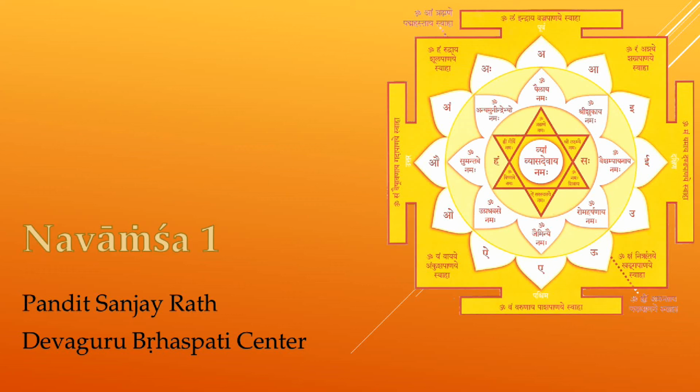Jaimini says that if the Navāṁśa Lagna is in the 11th house from the Lagna, then the person is very spiritual. Why is the person spiritual? He gets moksha. Now, the moksha house is which house? 12th. So if the Navāṁśa Lagna is in the 11th house, which is the second from the 11th? 12th. Get it? Okay.